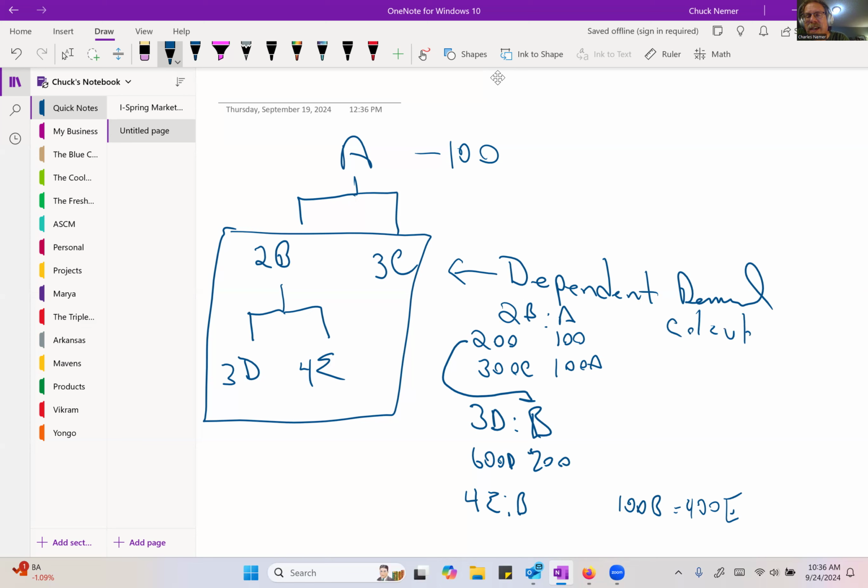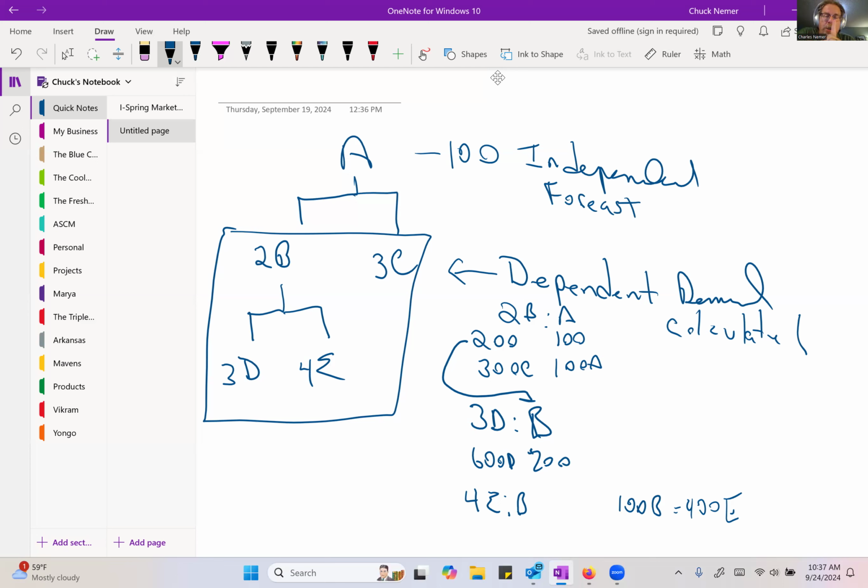It is calculated. Independent demand would be A. A is considered independent demand because the demand for A is not coming through the bill of material in the manufacturing process, coming from a customer order up above it, be it a forecast, an order, whatever. So in that case, independent demand needs to be forecast.